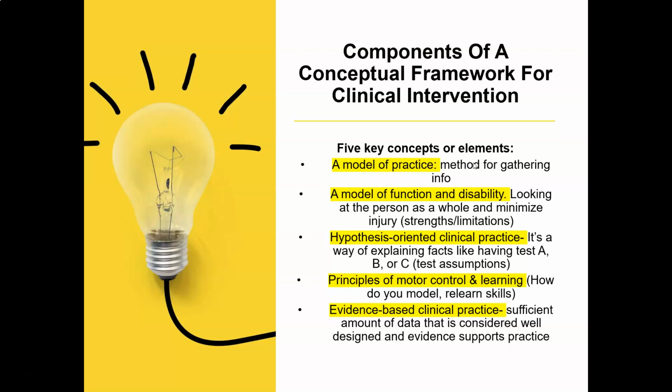You have five key elements or concepts. A model of practice is the method for gathering information. A model of function and disability looks at the person as a whole, including injury, strengths, and limitations. Hypothesis-oriented clinical practice is a way of explaining facts, like having test A, B, or C, and you're just testing assumptions. Principles of motor control and learning address how you model and relearn skills. And evidence-based clinical practice is a sufficient amount of well-designed data where evidence supports practice.